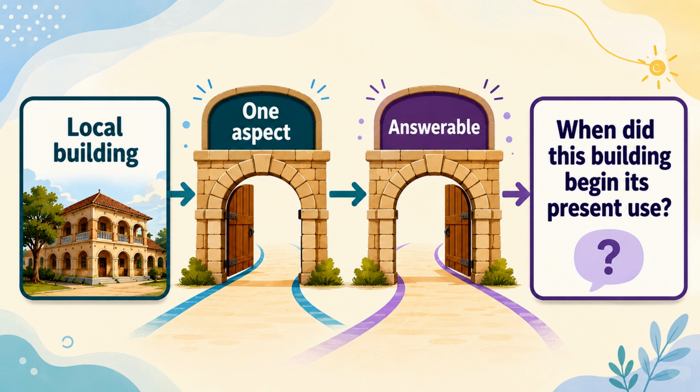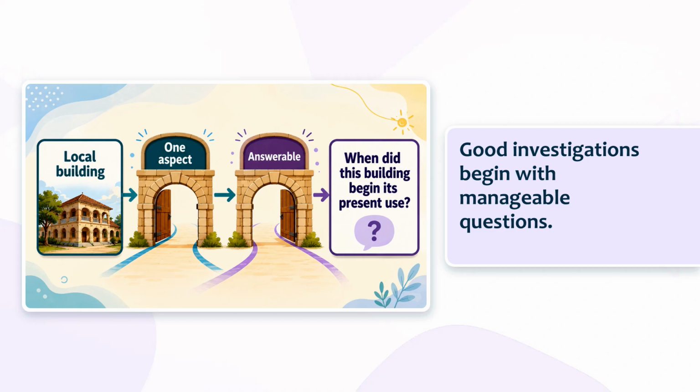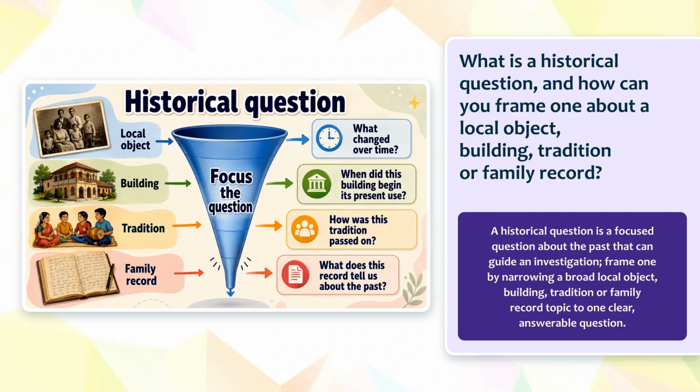The project does not need a dramatic discovery. It needs a clear question that can be investigated carefully. That makes a small project practical. Good investigations begin with manageable questions. A clear question matters more than a dramatic discovery. Use the funnel to compare broad and focused questions. What is a historical question, and how can you frame one about a local object, building, tradition, or family record?